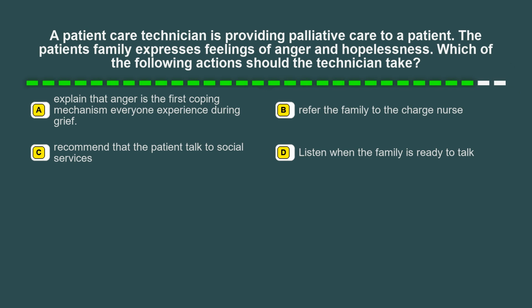Question 52. A patient care technician is providing palliative care to a patient. The patient's family expresses feelings of anger and hopelessness. Which of the following actions should the technician take? Option A, explain that anger is the first coping mechanism everyone experiences during grief. Option B, refer the family to the charge nurse. Option C, recommend that the patient talk to social services. Option D, listen when the family is ready to talk.